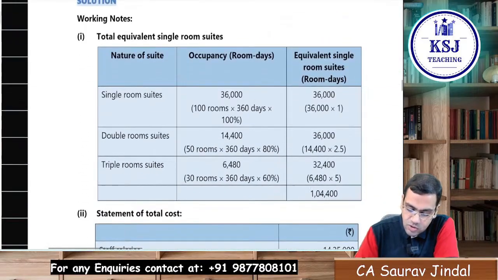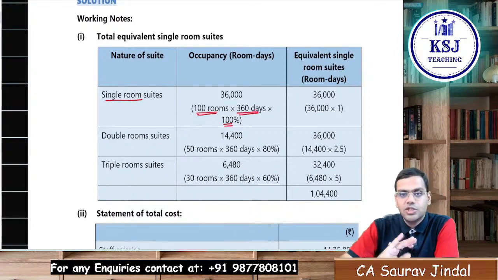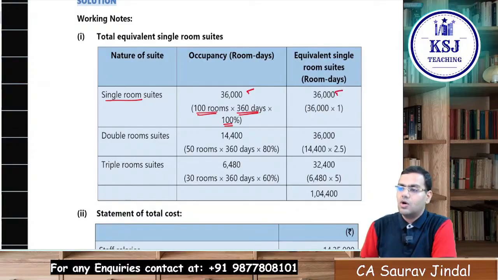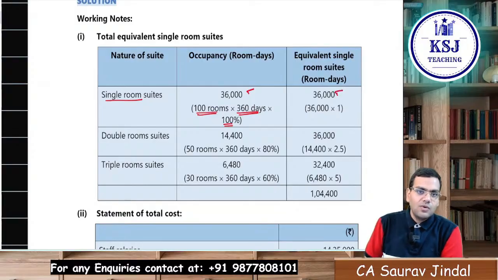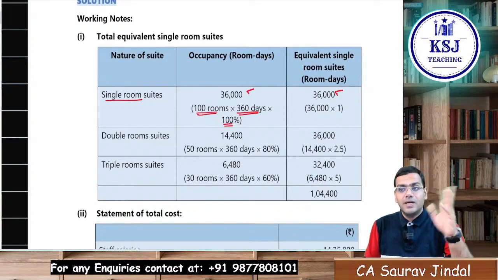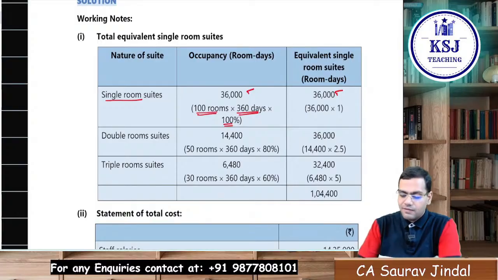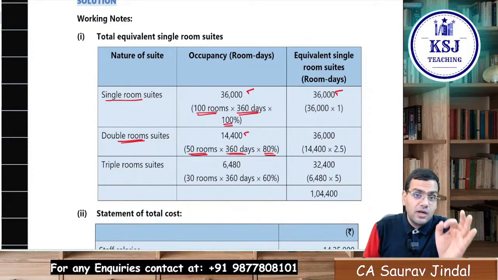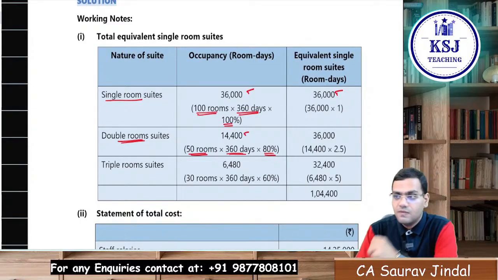What is the single room here? 100 rooms are there, 100% is the occupancy throughout the year, that is for 360 days, right? So room days are 36,000, equivalent room days are 36,000. Now I will convert double room into single room and triple room into single room. How will I do it? Double room suites: 50 rooms for 360 days, 80% occupancy, 14,400 is the double room days. I want to convert it into single room.